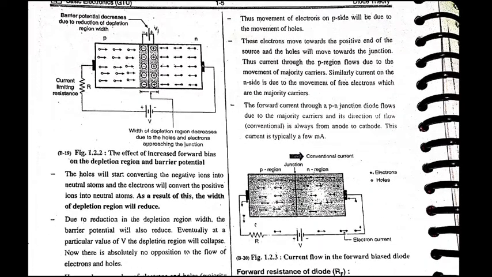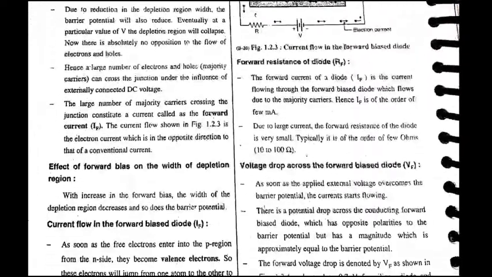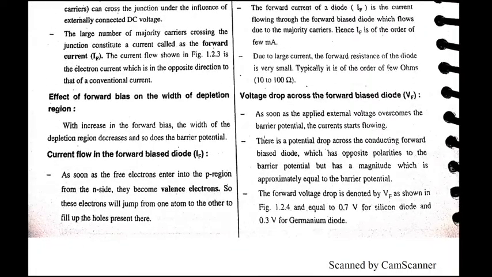As you can see in the circuit, the holes on the P side and the electrons on the N side will now go towards the depletion region, and the width of the depletion region will decrease. There will be a point when this depletion region vanishes and the current flows normally through the PN junction diode. So after some time it vanishes.